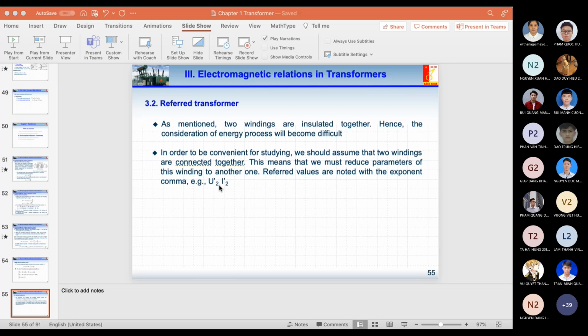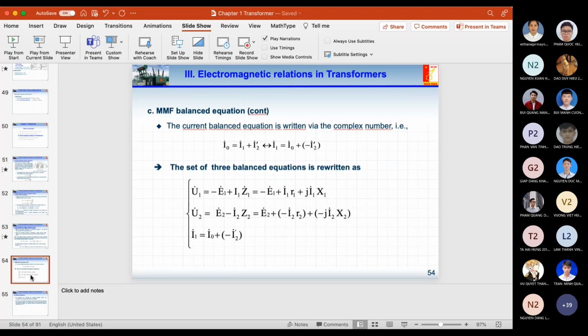It's the same meaning. Okay, so after doing the reference transformer, it means that we can see the parameter change. So E2' with the exponent comma here, and U2' here. So you can see I2' here, sorry. So I2' here. If you come back to the previous slide, like this, you can see I2' here.